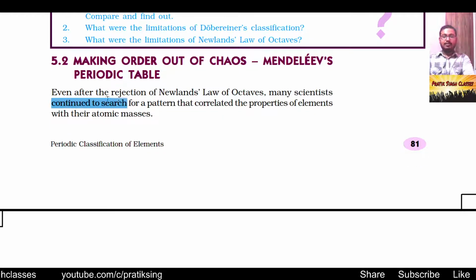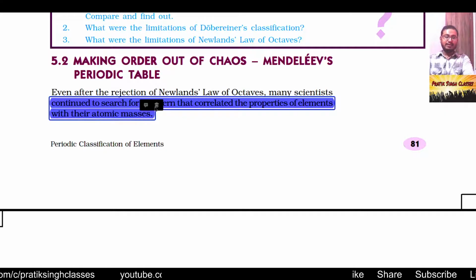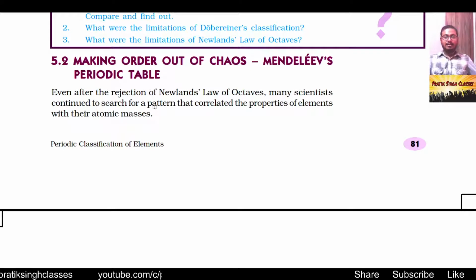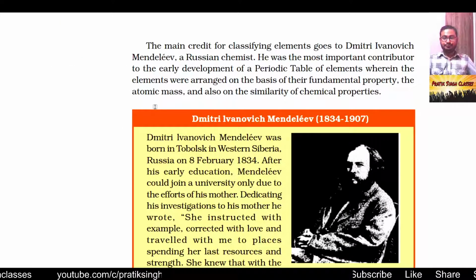Even after the rejection of Newland's law of octaves, many scientists continued to search for a pattern that correlated the properties of elements with their atomic masses. This means the research work was still in progress. So this is the portrait of Dmitry Ivanovich Mendeleev.